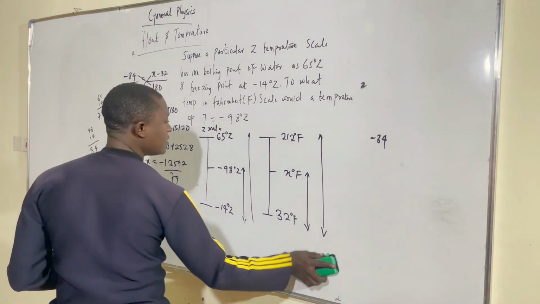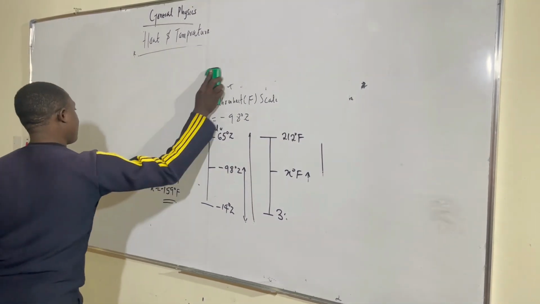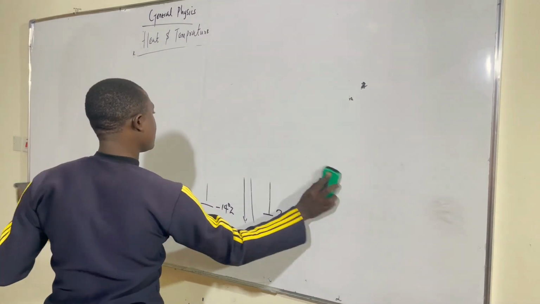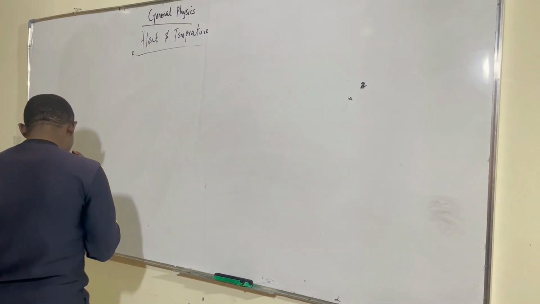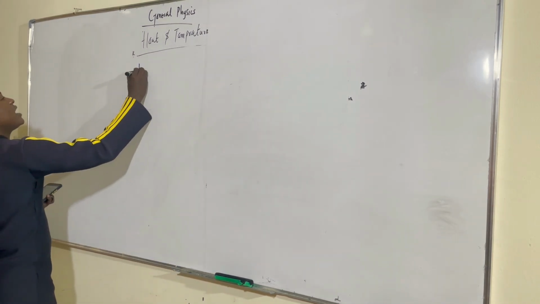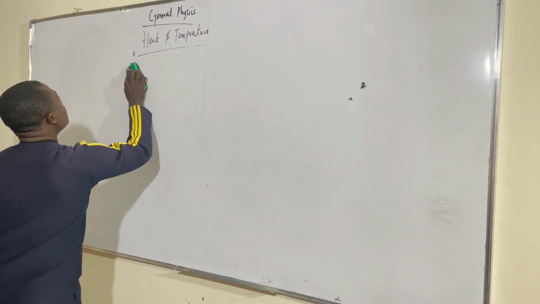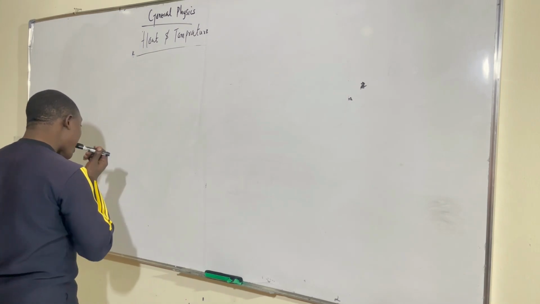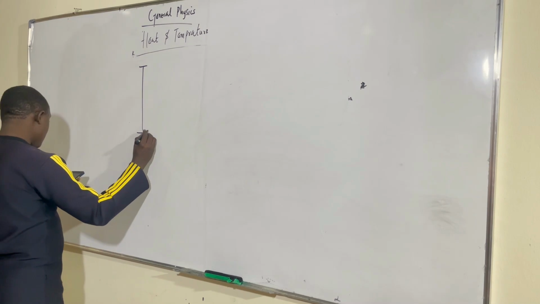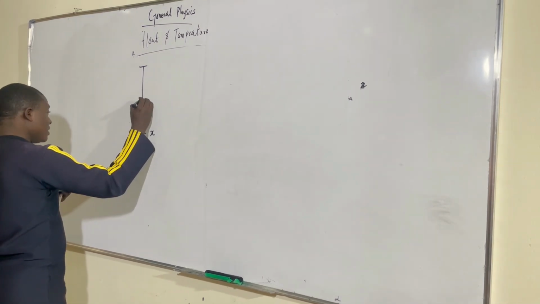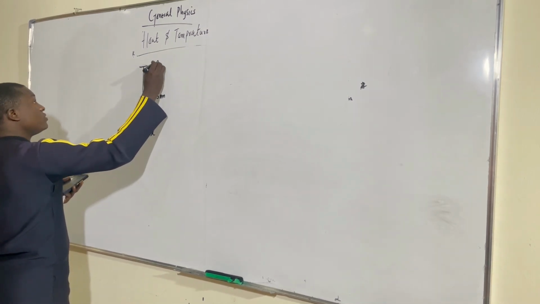Let's look at this one. Instead of writing it in form of one problem, let me just write it in form of diagram. Let's say we have a thermometer like this. We have this to be x. We have this to be 45 millimeter. So here we are going to have 180 millimeter.